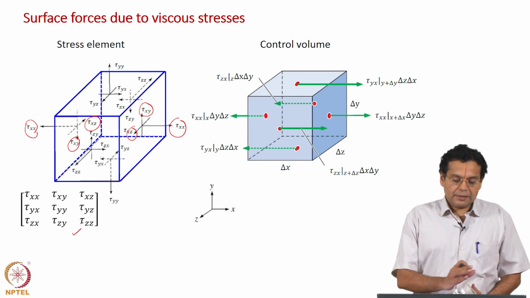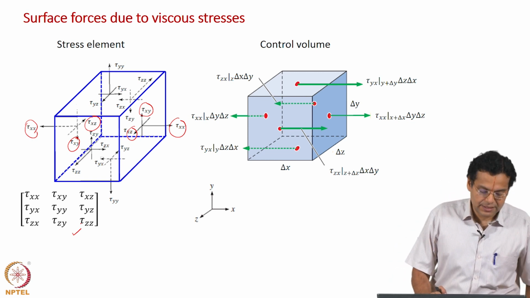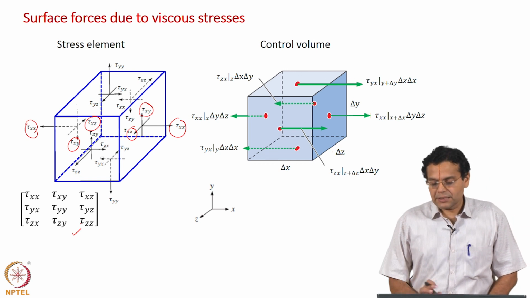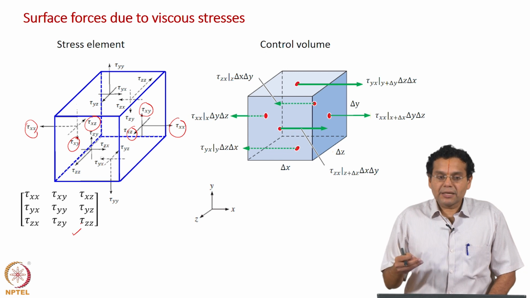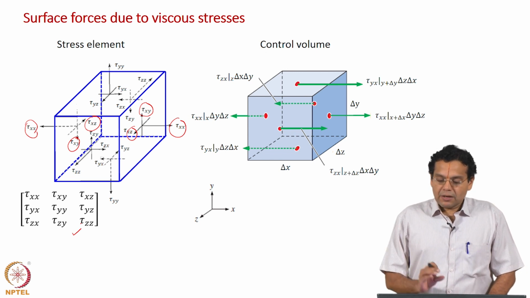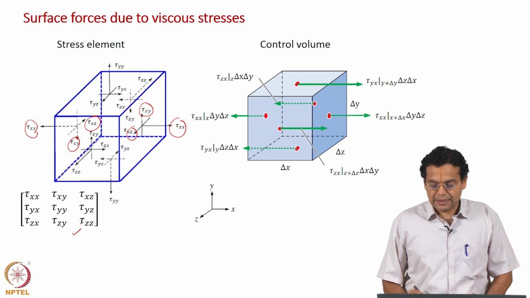Now, there are several components, 9 components of the viscous stress tensor. What is it that is represented on the right hand side? Because we are deriving the linear momentum balance in the x direction, on the right hand side only the forces acting along the x direction because of viscous stress are represented. Now, let us take an example.